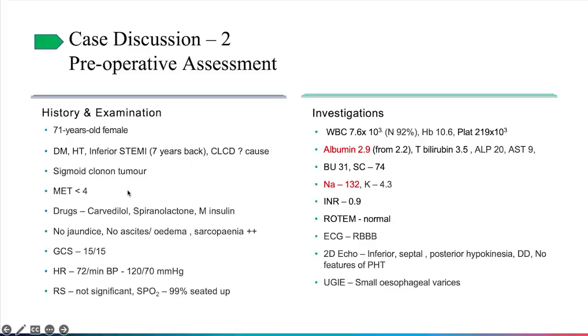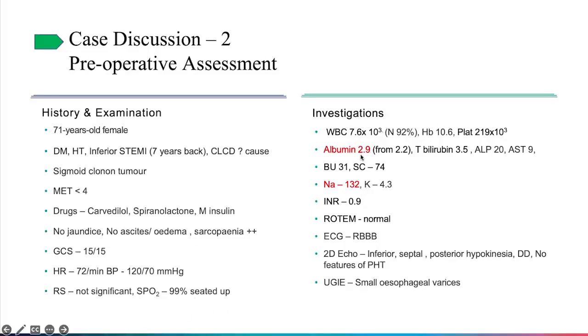The patient presented with a sigmoid colon tumor, METs was less than 4. The patient was on antihypertensives, carvedilol, spironolactone, and mixed insulin as well. She didn't show any features of decompensation, but the patient was severely sarcopenic. GCS was 15, hemodynamically stable, and saturation on air was 99%.